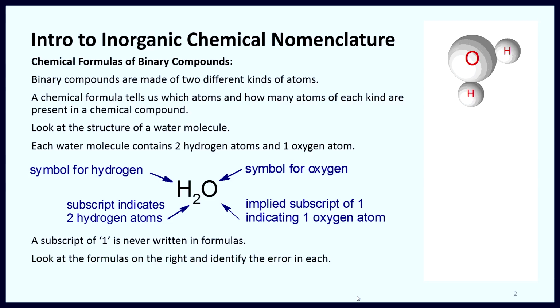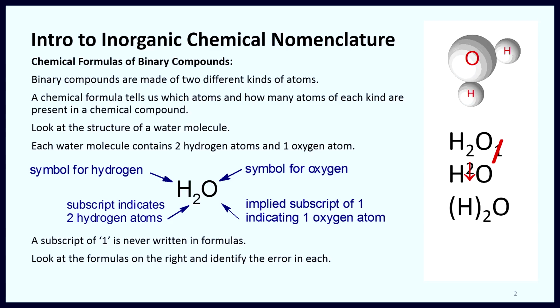Look at the formulas on the right, and let's identify the errors in each case. Here I have the formula H2O1. What's wrong with that? Well, we just stated that 1 is not written in a formula. How about H^2O? Well, in this case, the 2 is in the wrong place. It should be subscripted, not superscripted.